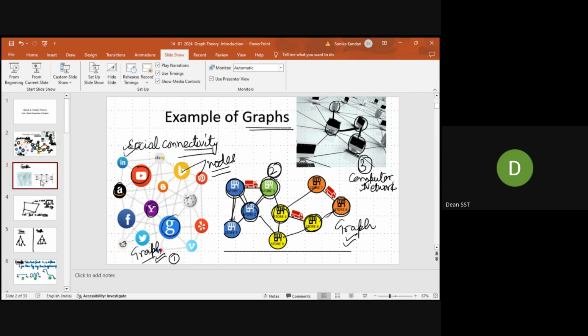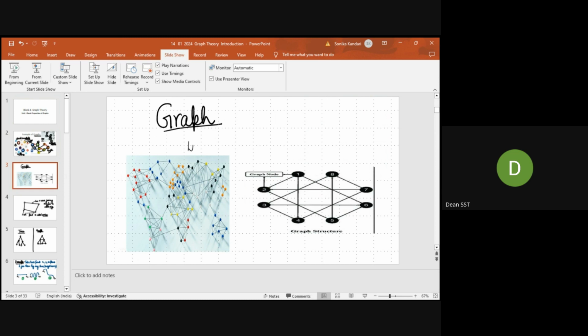How actually do graphs look? See the left hand side figure. Are you able to view the network of nodes? Yes, ma'am. These small points, what are these? These are vertex. Singular is vertex and plural is vertices. It means this is one vertex. And if I am having more than one vertex, then these are known as vertices.